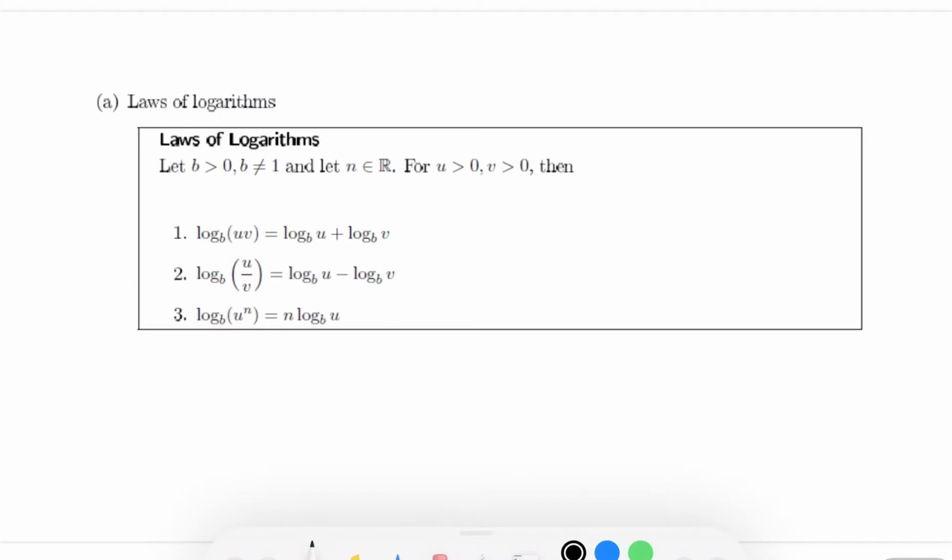Let b be greater than 0 and b not equal to 1, because again b is our base. So that is the property of our base. And n be any real number. Suppose that our u and v must be positive. For u and v positive numbers, then we have these three properties.